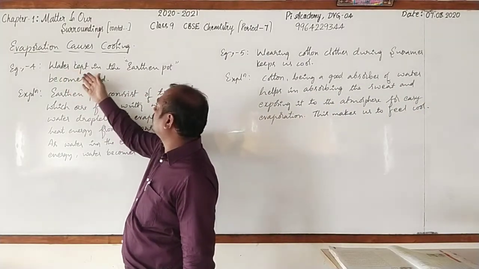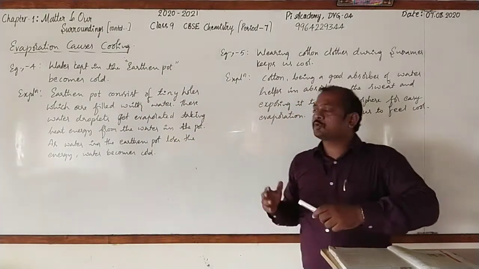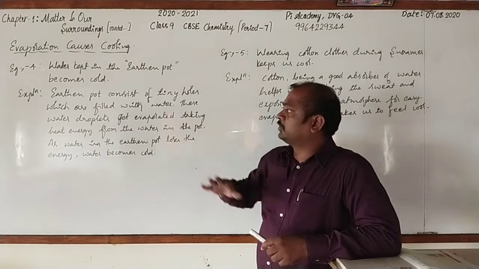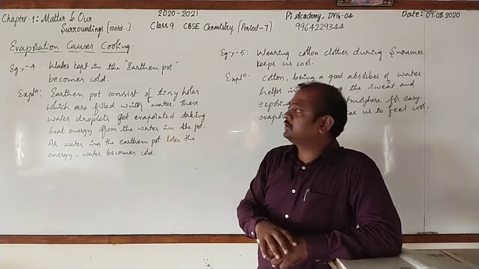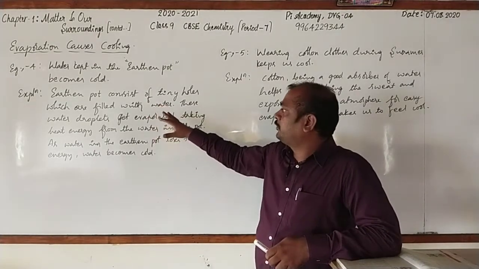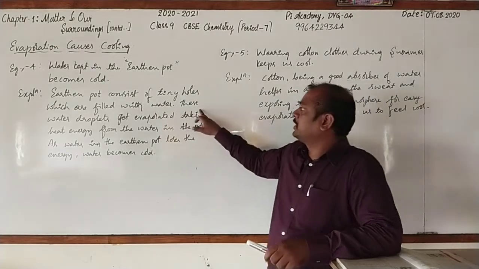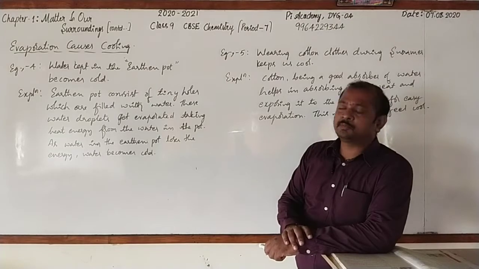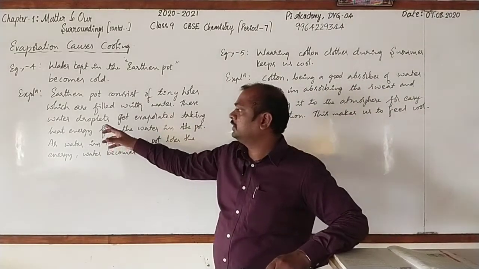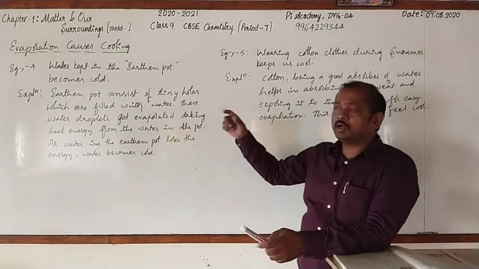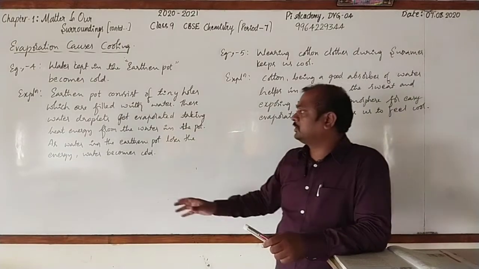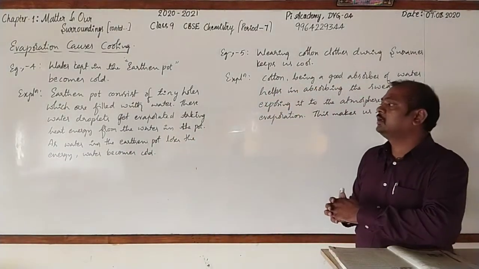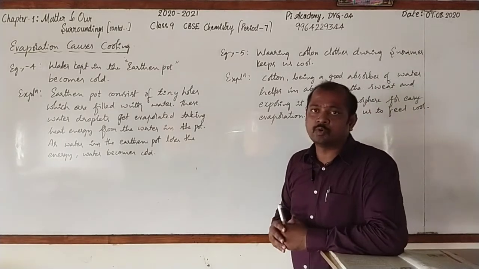Fourth example is water kept in the earthen pot becomes cold. Just as I explained, the earthen pot consists of tiny holes. When water is taken in that, these holes are filled with water droplets. And these water droplets get evaporated to the atmosphere by taking the heat energy from the water which is taken in the pot. As the water in the earthen pot loses the heat energy, water becomes cold.